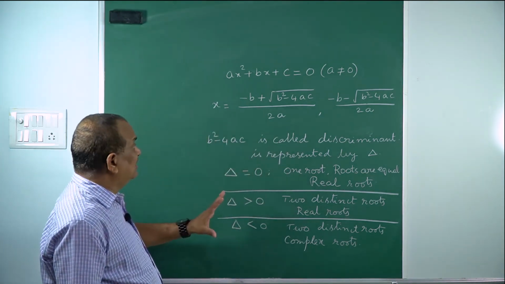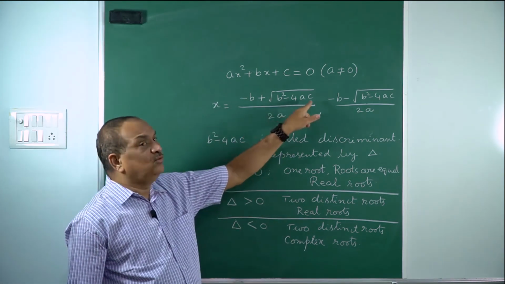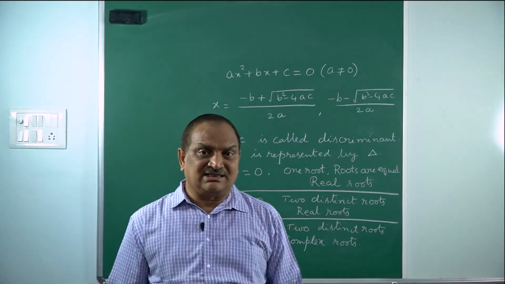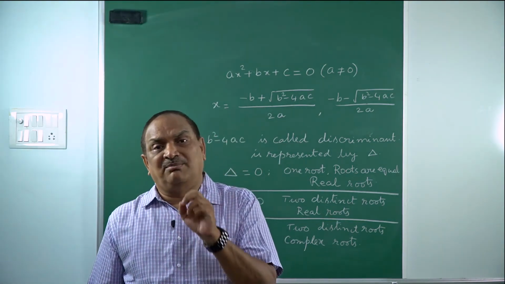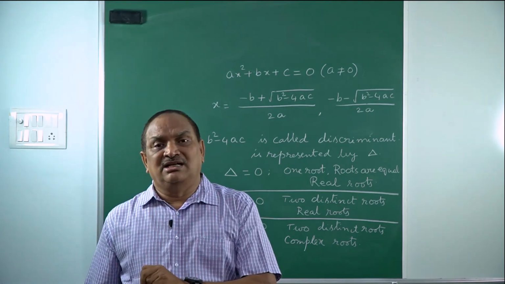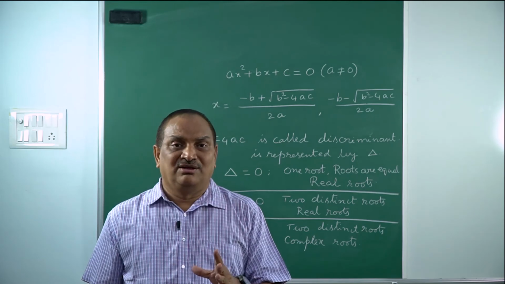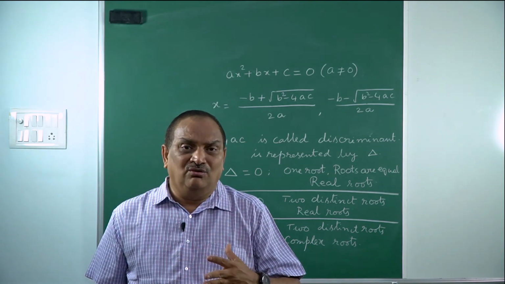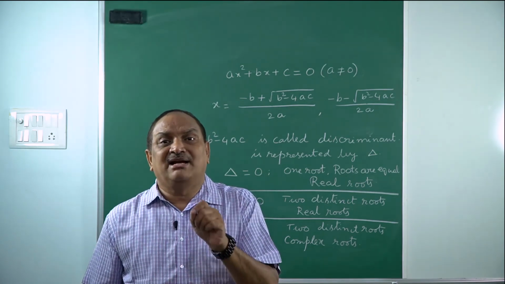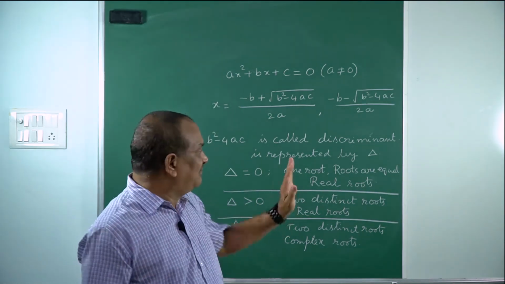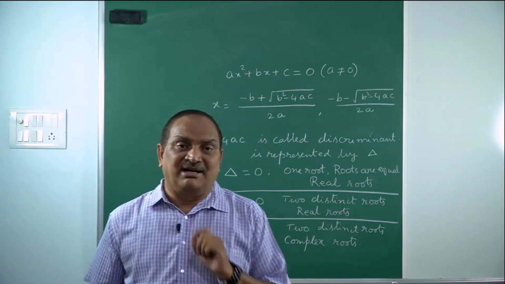And therefore, if you can find the value of b square minus 4ac when you are given a quadratic equation, you can talk about the nature of the roots even if you haven't solved it. There is no need to solve, but you can make a comment on the nature of the roots without solving. That's the beauty of this understanding of the discriminant.